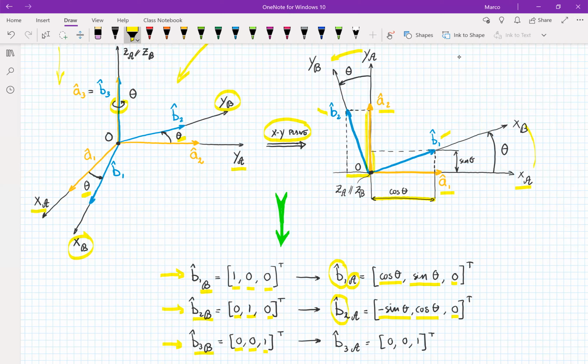Now, what about B3? Well, B3 hasn't changed. B3 is the same in the A and in the B reference frame. So its components are going to be the same in the A and in the B reference frame. It will remain unchanged and equal to 0, 0, 1.